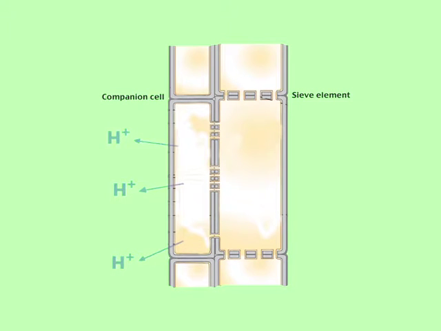The hydrogen pumped out of the companion cells will diffuse back in through symport channels, dragging sucrose with it. The increased concentration of sucrose in the companion cell will then lead to its diffusion into the sieve element.